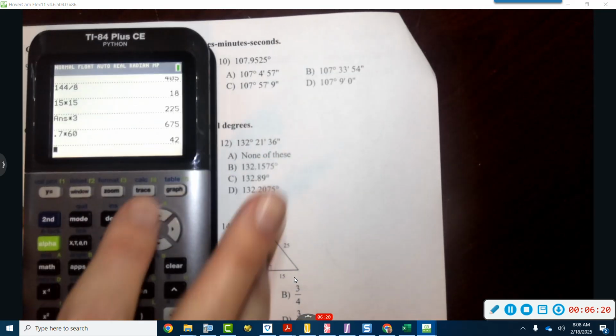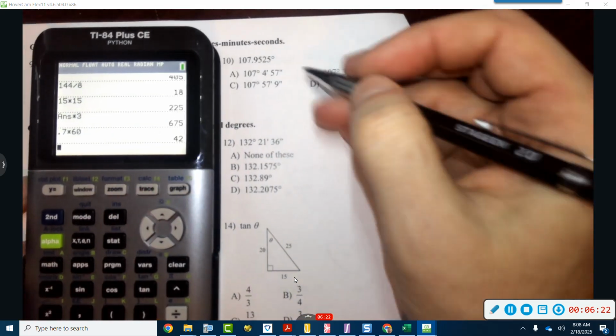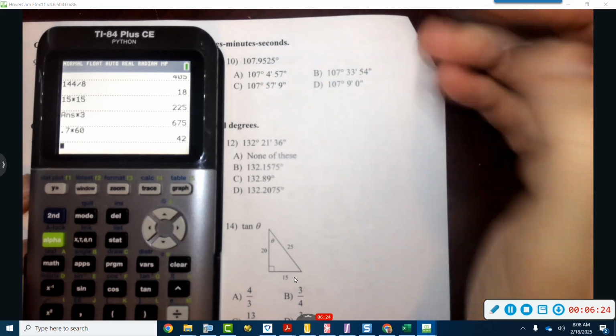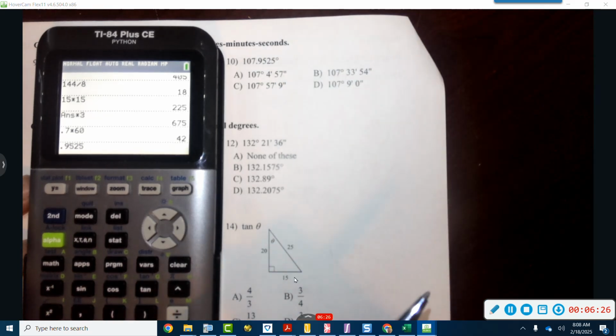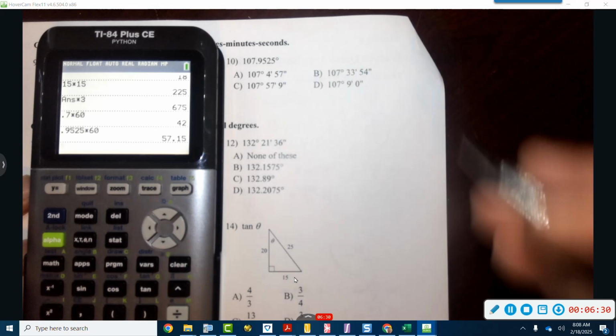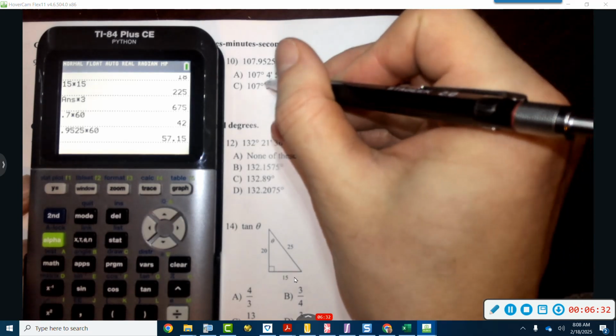Now we got point. Now it's going to be 107, but now it's going to be 0.9525, and I want to multiply that by 60, and it looks like I get 57. So it's got to be 57.